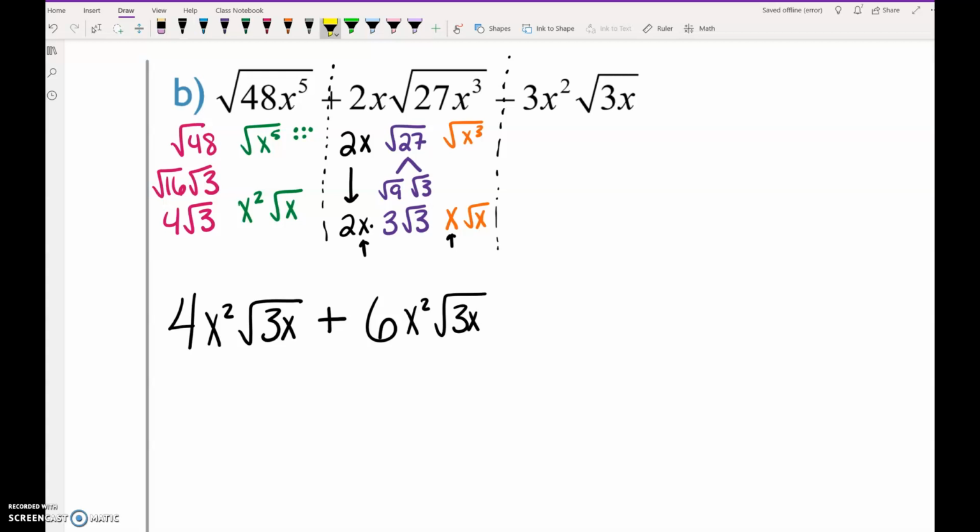Are you starting to notice what's happening in our answer? x squared square root 3x, x squared square root 3x. Okay, something nice happens in the 3rd part. What do you notice about the 3rd term? I think it's going to be x squared 3x. See how it's... Oh, it's already there. It's already done.